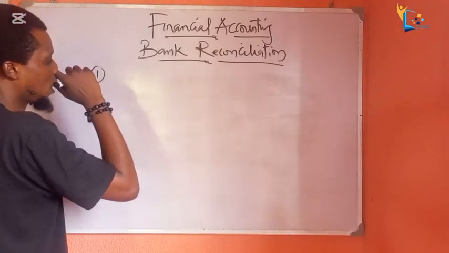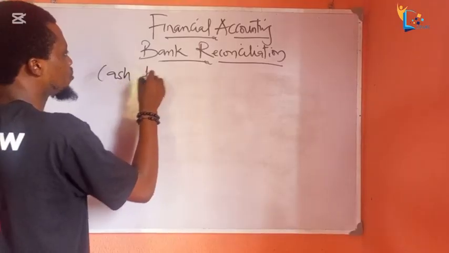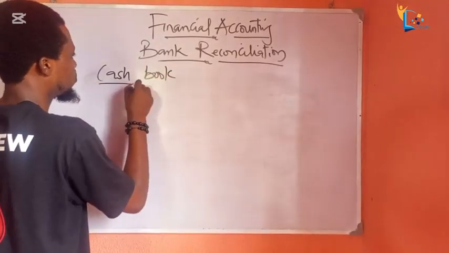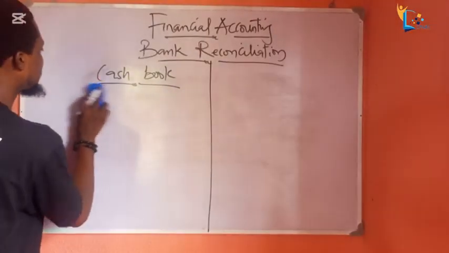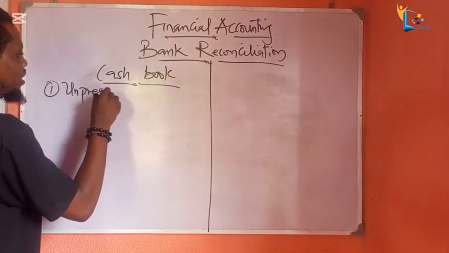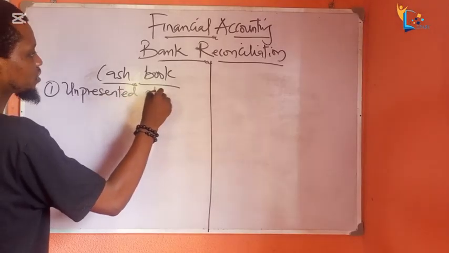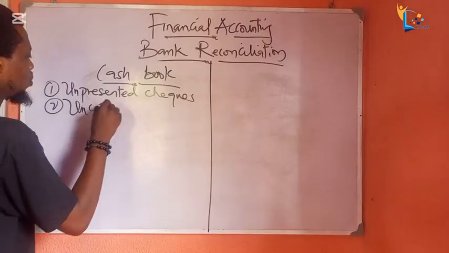Number one, let's look at factors that have to do with the cash book first. Factors that have to do with the cash book. We have number one, what we call unpresented checks. We have what we call uncredited checks.